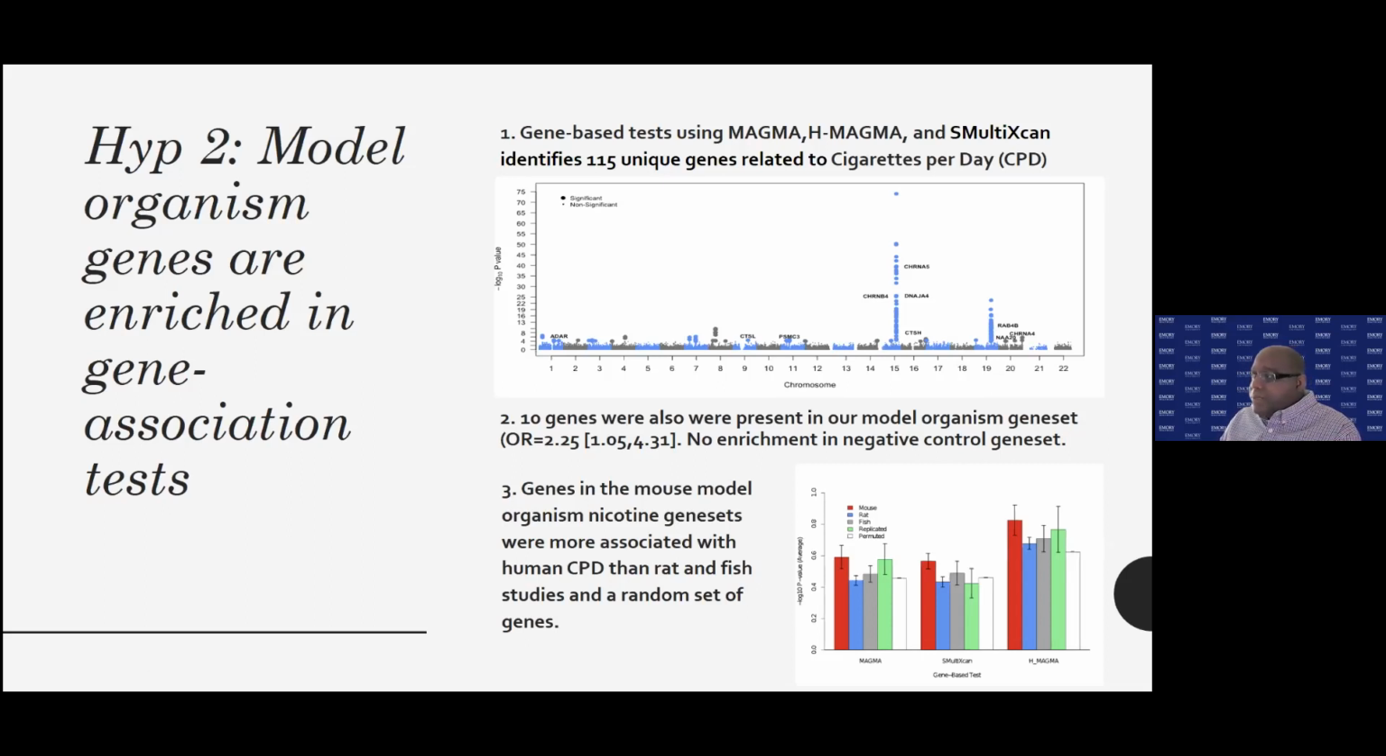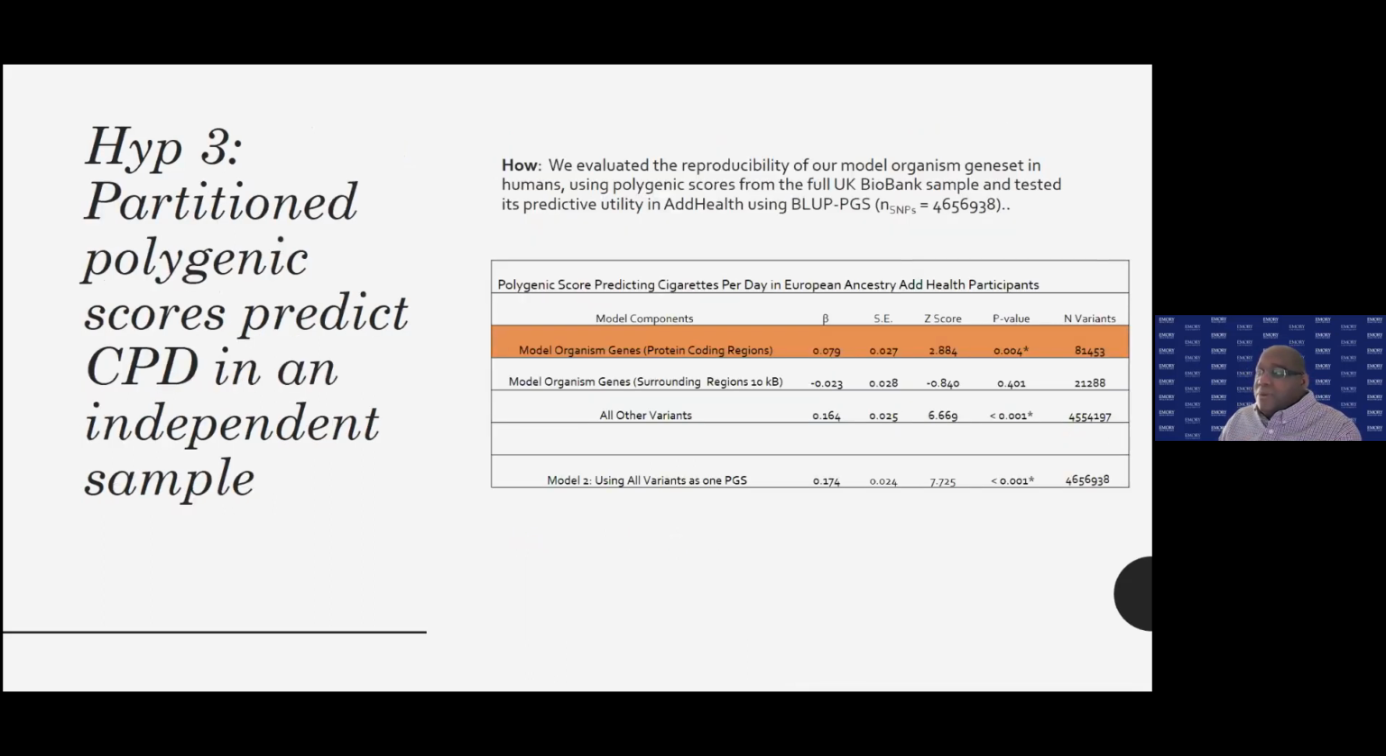Notably, when we compared these to some negative control gene sets that we have related to locomotor behavior and rat sucrose behavior, we found that the model organism gene sets we were prioritizing and studying were still more enriched than our negative control gene sets or any gene sets that we permuted from our data of similar size to our actual model organism gene set. So we're pretty confident that we are seeing real effects here, and that these sets of genes are important.